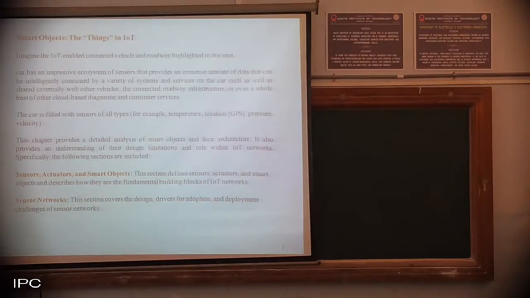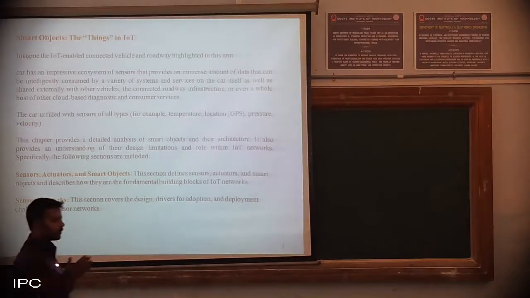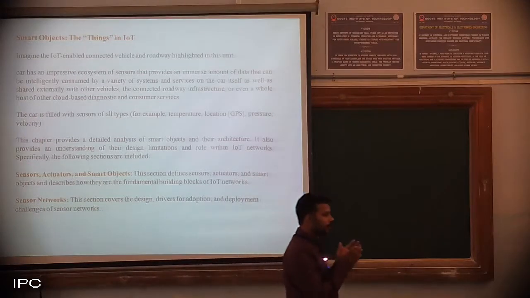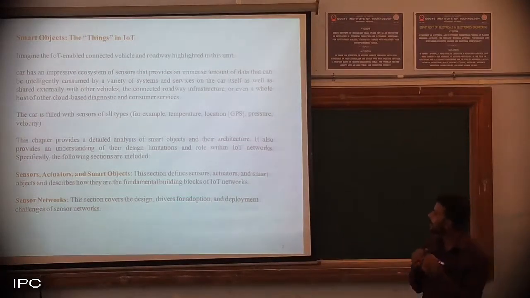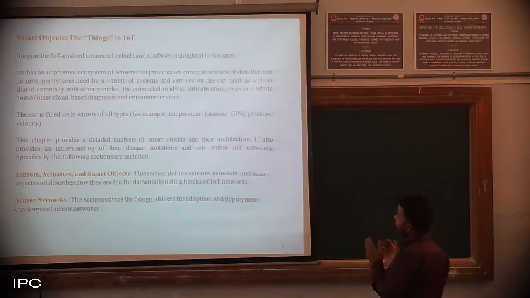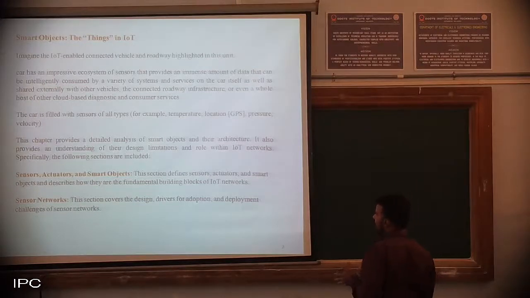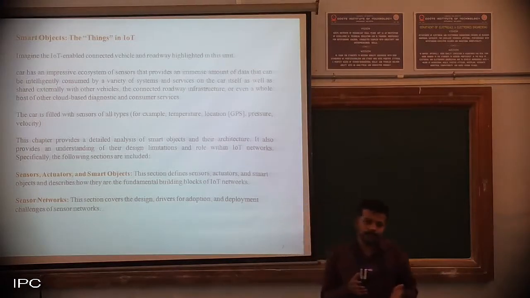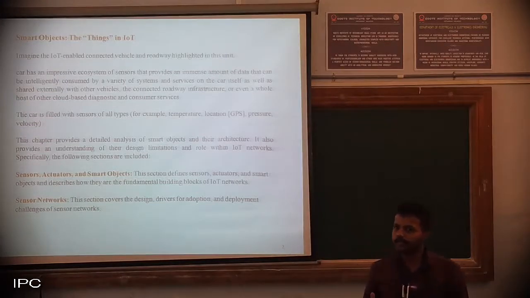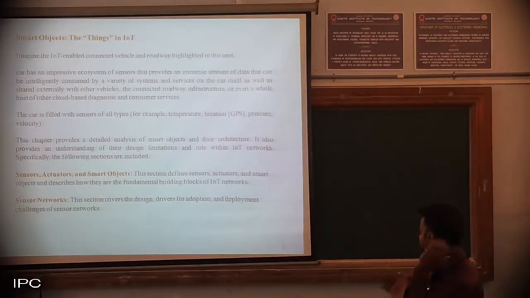Smart objects, the things in the IoT. In the smart object, first we are going to study the things. So what is the meaning of things in the IoT? Imagine an IoT enabled connected vehicle and roadways highlighted in this unit. We are going to study connected vehicles, which means smart vehicles, and connected roadways, which means smart roadways. Those are the examples we are going to take.